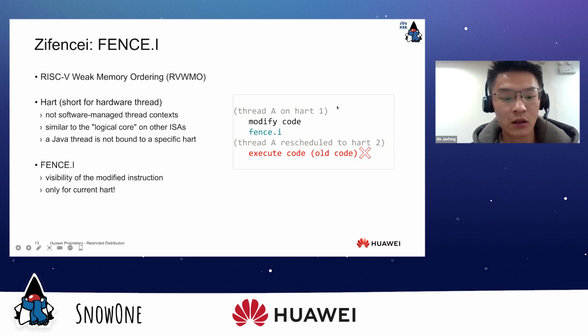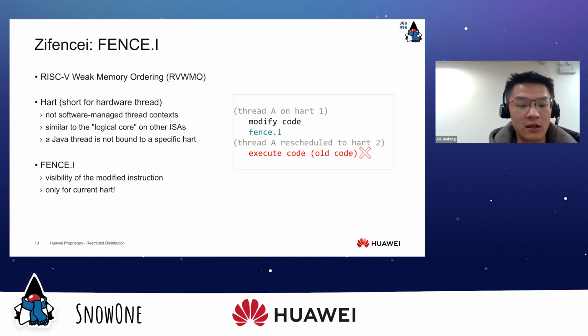Let's take a look at this example. At the beginning, thread A ran at heart 1. Then some code was modified and fence.i was invoked. But after that, for some reason, your thread A got rescheduled by the kernel to heart 2. Therefore, when thread A executes the following code, it may execute old code that is not flushed on heart 2. Therefore, only executing fence.i on the current heart cannot fully achieve the effect of flushing a cache.